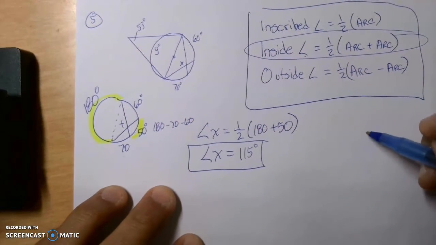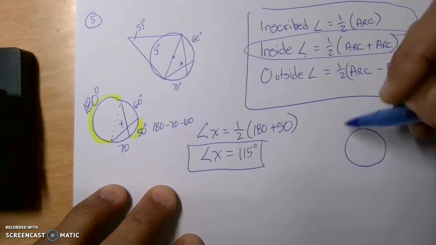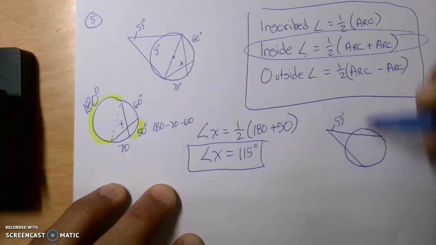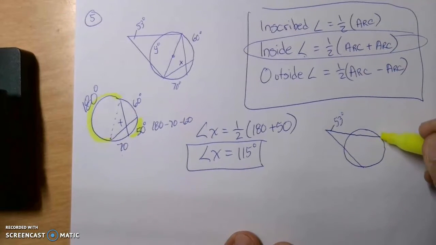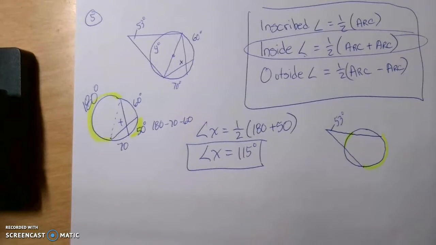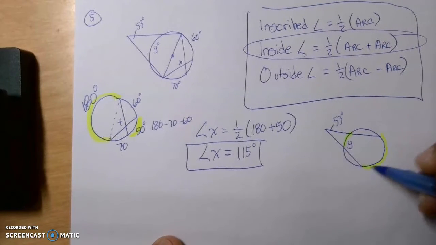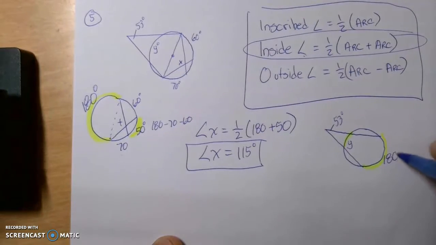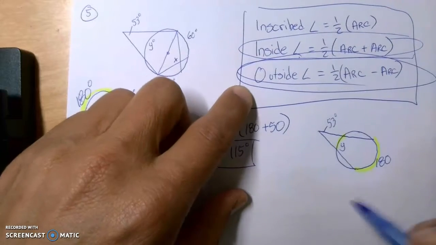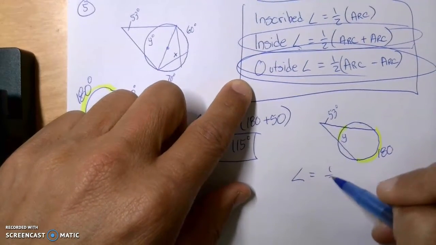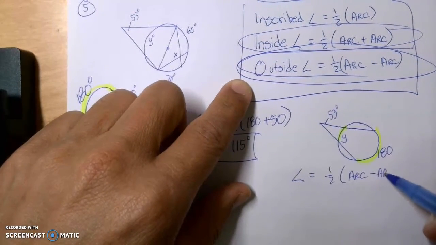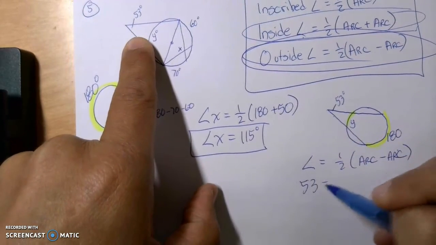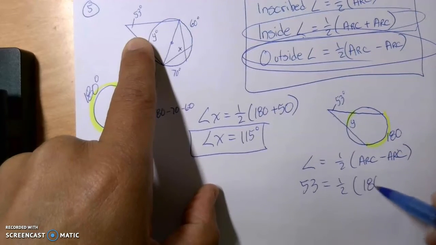Now, this is not an angle here for Y, this is an arc. But if you look at the Y value, I'm going to redraw this picture here. We have an outside angle, and that angle is 53 degrees. We have this arc that the 53 hits, and this arc here, which is arc Y. This right here is half the circle, so this is 180 degrees. So we're going to use the outside angle. The outside angle is equal to 1/2 arc minus arc, but this one we're going to work backwards because we actually had the angle on the outside, which is 53, equal to 1/2 arc 180 minus Y.